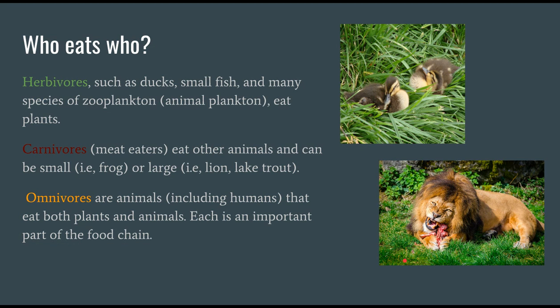Just some vocabulary for you before we start diving a little bit deeper into this. Herbivores, you know what they are. They eat plants, or plankton or algae, but anything they eat producers. Carnivores eat meat. They eat other animals. And omnivores eat both.